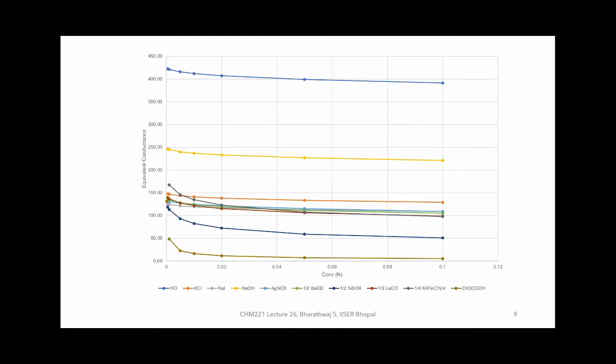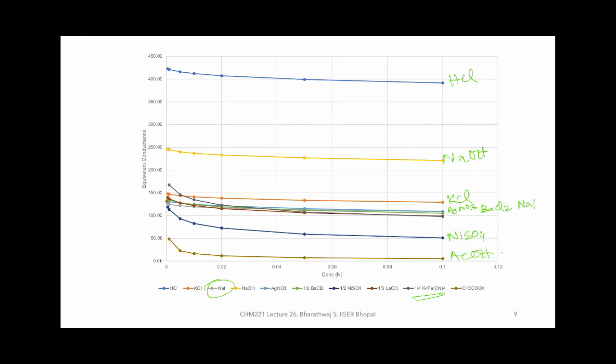The same data is plotted here, and you are able to see the 1/C dependence for the equivalent conductance. So this is for HCl, this is for NaOH, this is for KCl, the next one is for AgNO3, followed by green, which is BaCl2, then NaI in gray, if I remember right, and then the black one is actually potassium ferrocyanide, and then you have nickel sulfate, and finally acetic acid.